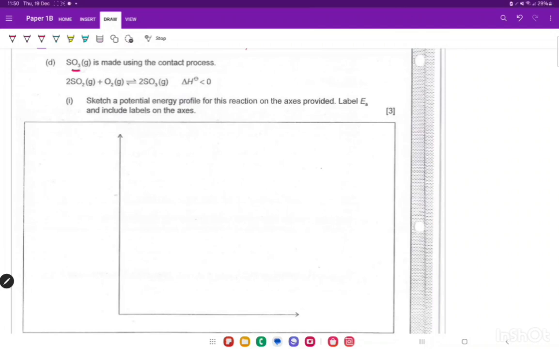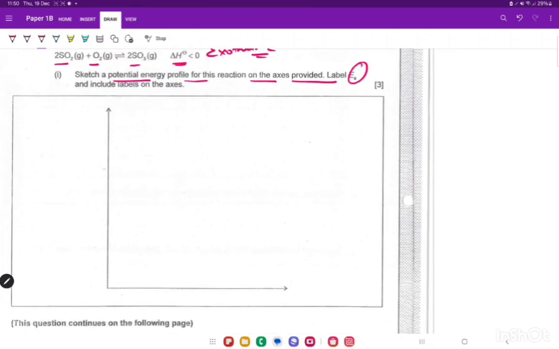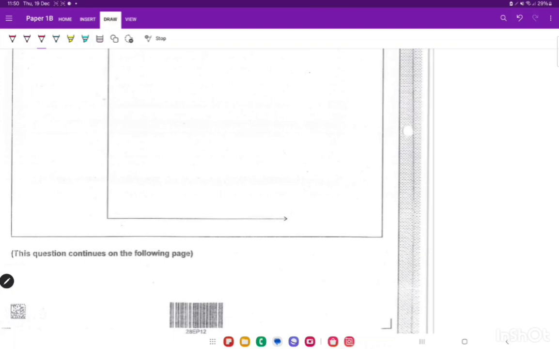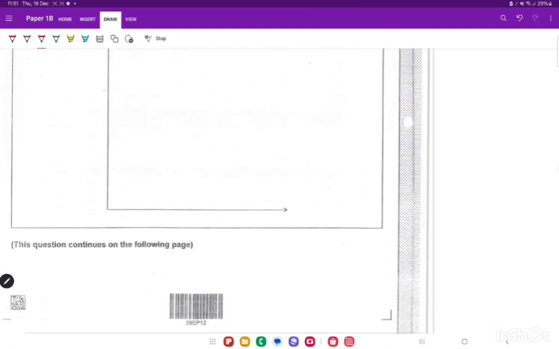Next is part D, which says SO3 is made by using the contact process. SO2 on reacting with oxygen forms SO3. The delta H of the reaction is less than 0, so it is an exothermic reaction. Sketch a potential energy profile for this reaction on the axis provided and label EA, including labels on the axis. When I want to make a potential energy profile, the y-axis is potential energy, or the energy axis, whereas the x-axis is the reaction coordinate.